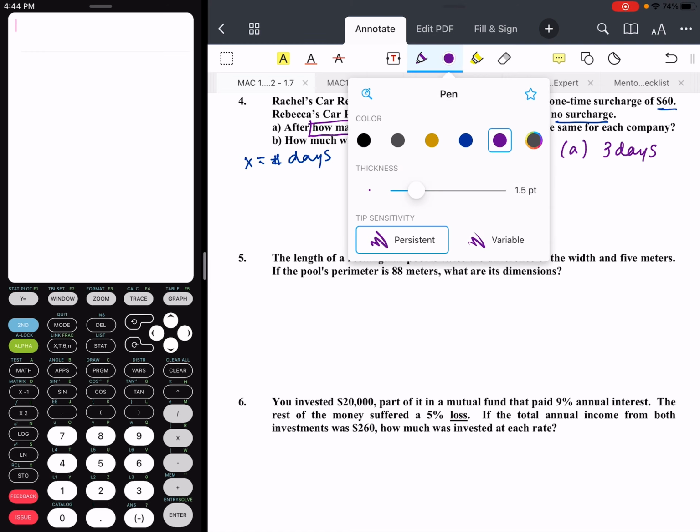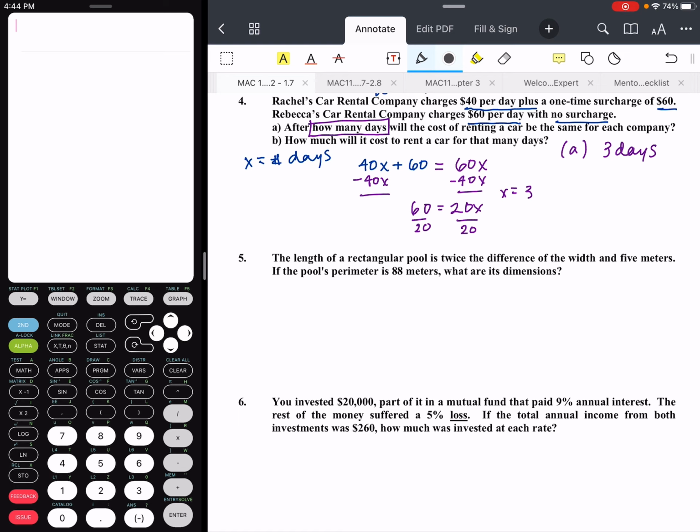And then for part B, it says, how much will it cost to rent a car for that many days? So what's the cost for renting a car for 3 days? So we could use either side of this equation. This one looks like it's simpler on the right side. So if we take 60 times our 3 days, that gets us a cost of $180. So the answer to part B would be $180.